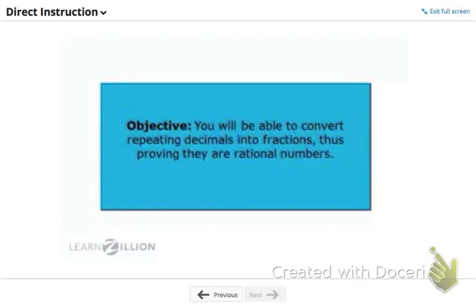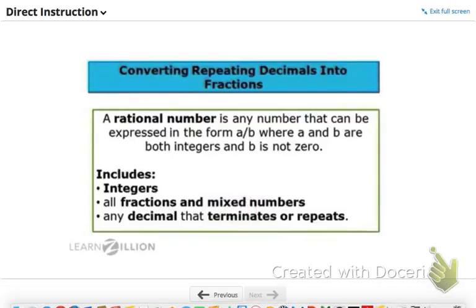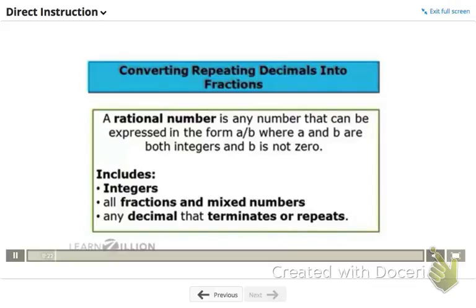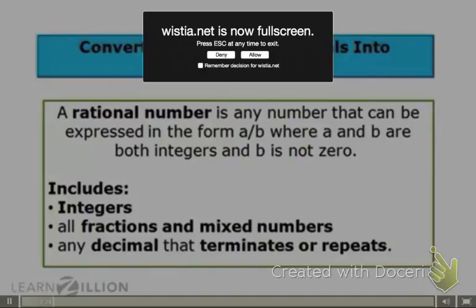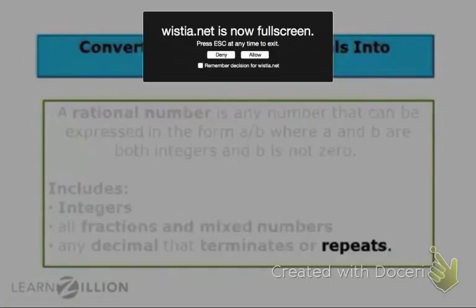Hello mathematicians. After today's lesson, you will be able to convert repeating decimals into fractions, thus proving they are rational numbers. You've learned previously that a rational number is any number that can be expressed in the form a over b, where a and b are both integers and b is not 0.